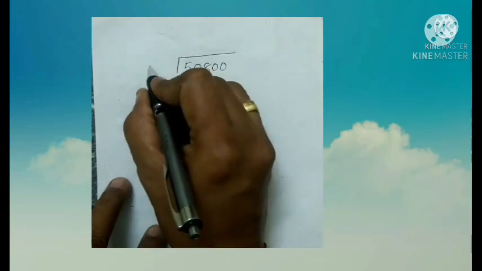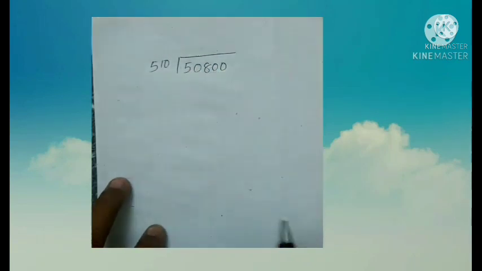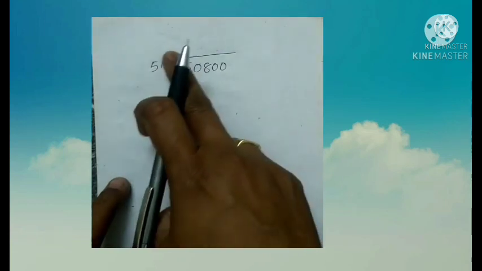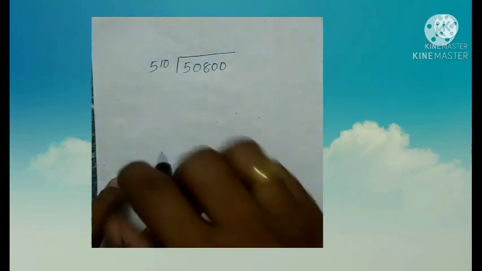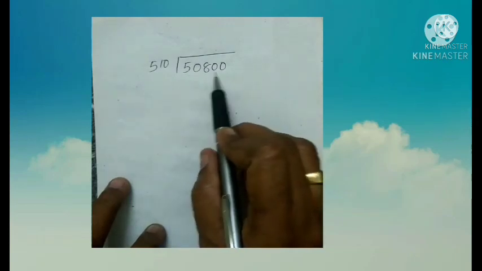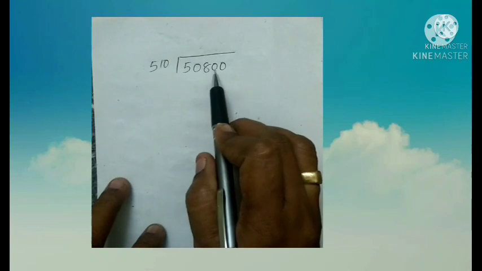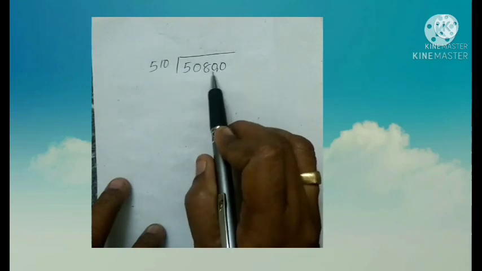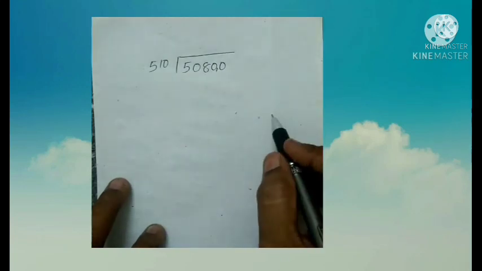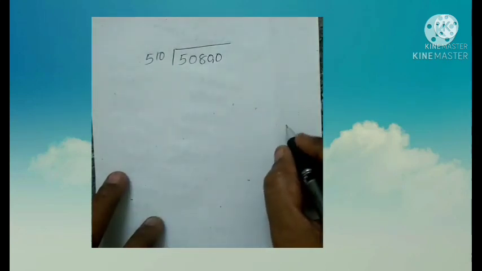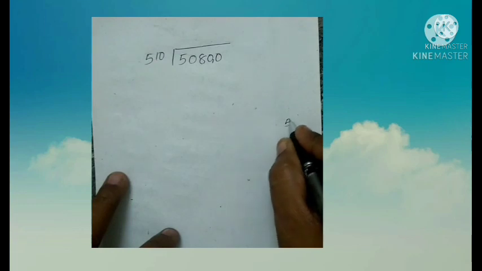50,800 divided by 510. So first we have to find out the table of 510. Here the dividend's first three places are 508, which is a smaller number. So we can take 4 digits for the first calculation. Before starting the calculation, I can write some tables of 510.